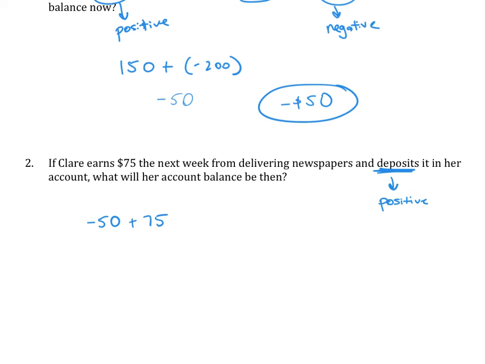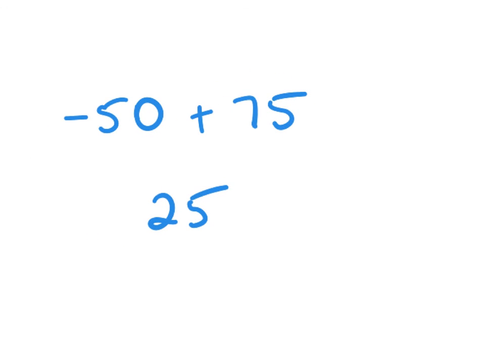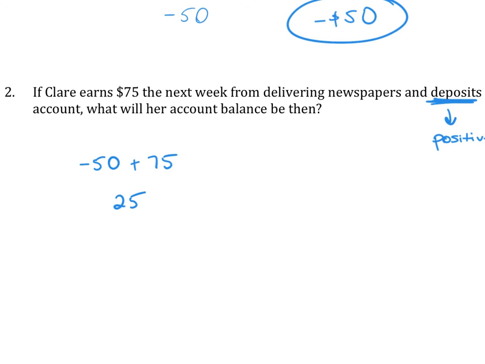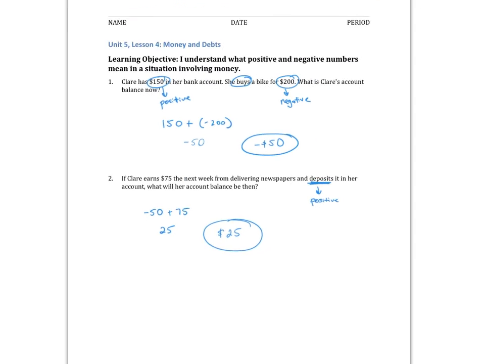Signs are opposite, so I know I'm just going to be subtracting 75 and 50. And when I do that, I know $75 minus $50, I'll have $25 left over. I also know that I'm going to be positive 25 because in this case, there are more positives. So therefore, the correct answer is Claire's balance will be $25.